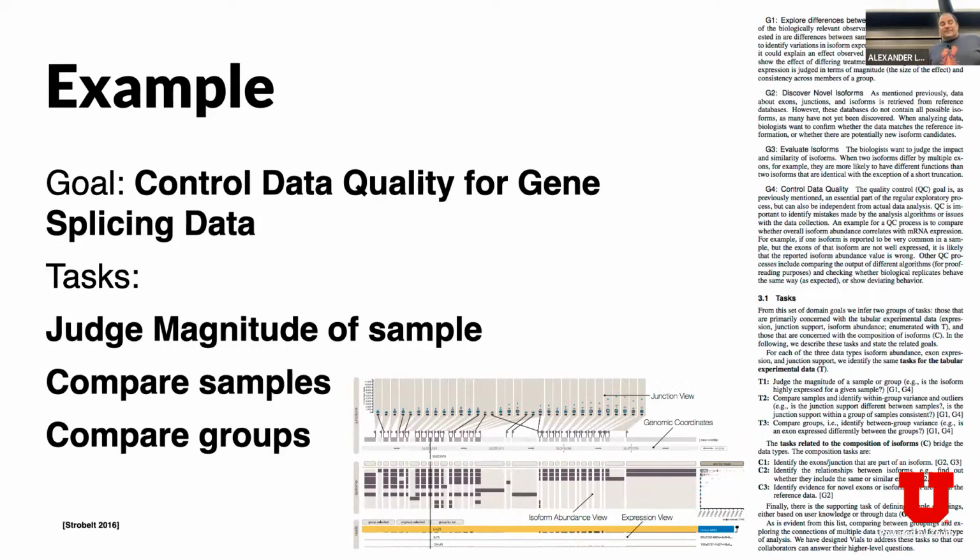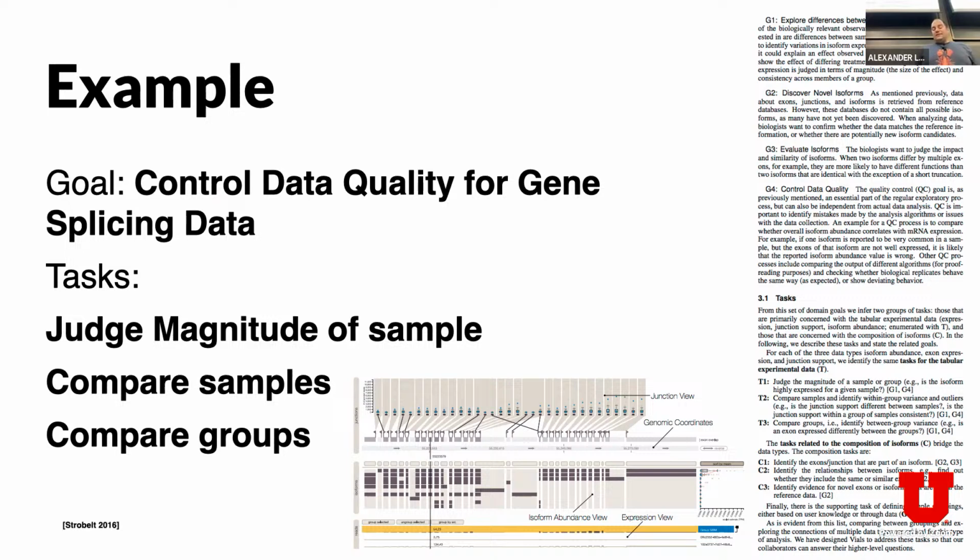So the movies example is a simplified version of this. But in more complicated scenarios, typically we even explicitly do this when we write up a research paper. Here's a column from a paper I wrote a while ago. The goal here was to control data quality for gene splicing data. This is one of these goals here. There were 4 different goals that we explicitly identified in a long process of understanding the user needs.